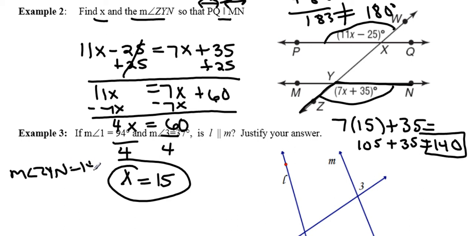And just to make sure I did this problem right, I'm also going to plug my 15 into PXW because alternate exterior angles are supposed to be congruent, so I'm going to make sure that they are. So I'm going to take 11 times 15, which is 165, and I'm going to subtract 25. That's going to give me 140. So yay, I did the problem correctly.